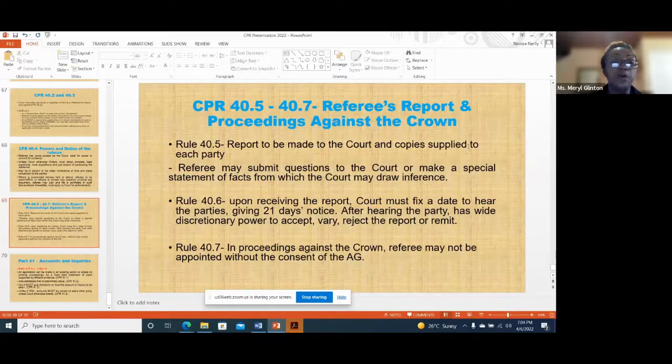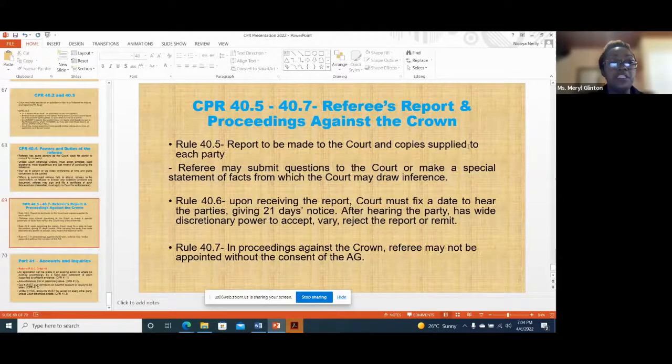On receiving the report, the court must fix a date to hear the parties, and they must give the parties at least 21 days notice. After hearing the party, the court has wide powers as to whether it will accept the report, whether it chooses to vary the report, reject the report, remit the report back for further consideration, or to say that only part of it will be admitted for trial purposes.